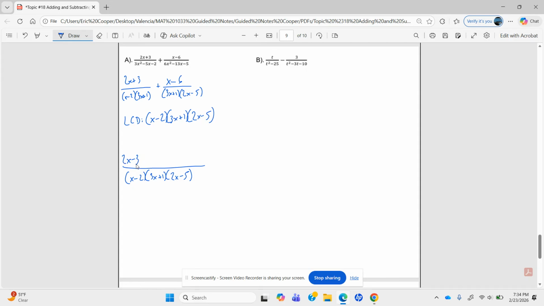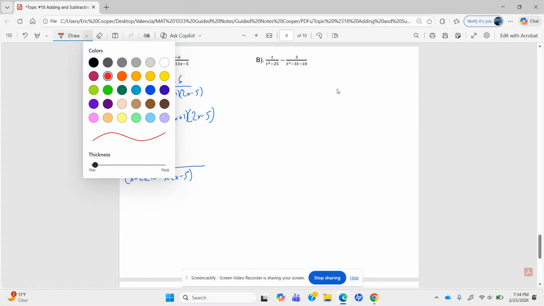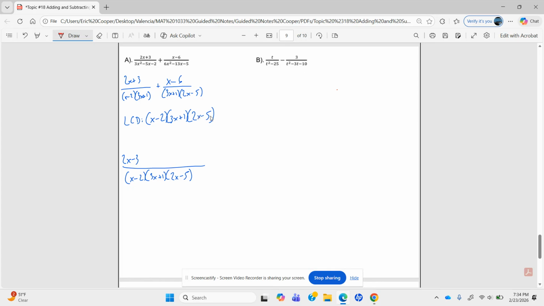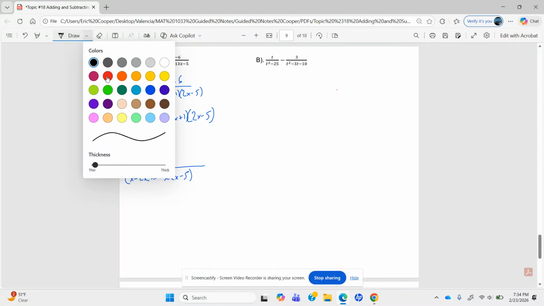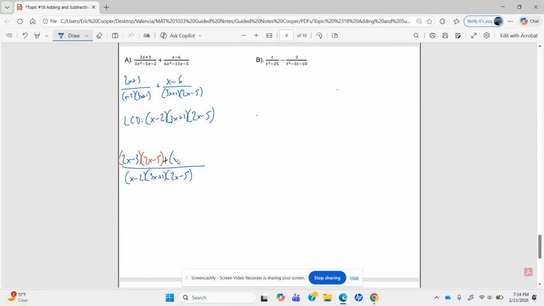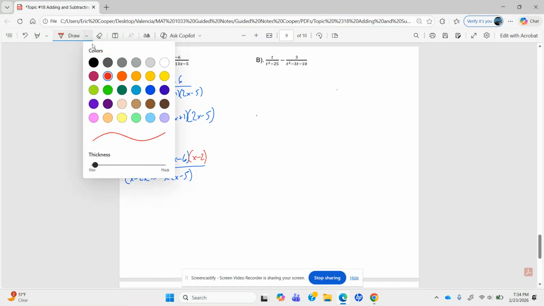Now let's go back and figure out what everything was missing. At the top of the first fraction was a 2x minus 3. We need to figure out what from here is missing from the LCD. It has the x minus 2 and 3x plus 1. It did not have the 2x minus 5. So this will get multiplied with 2x minus 5. Plus, from the plus sign, we already had the x minus 6 here at the top. We've got to figure out what part of the denominator is missing here that's in the LCD. So we already have a 3x plus 1 and a 2x minus 5. The part that's missing is x minus 2.